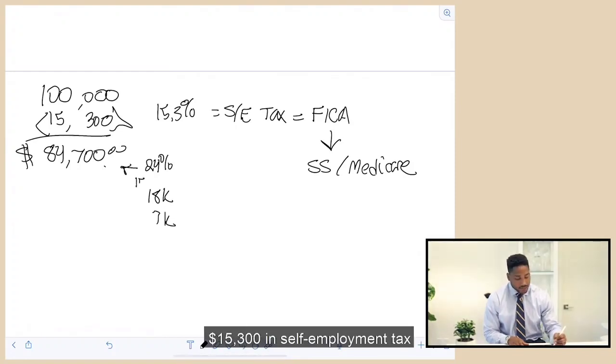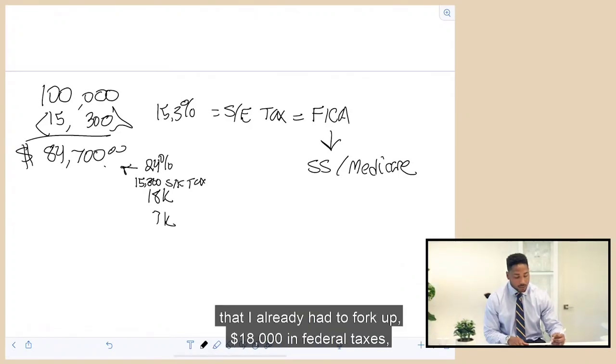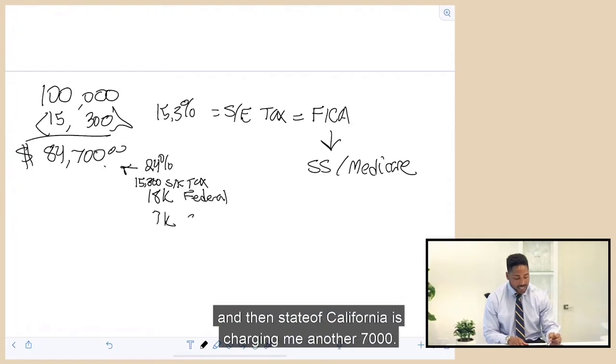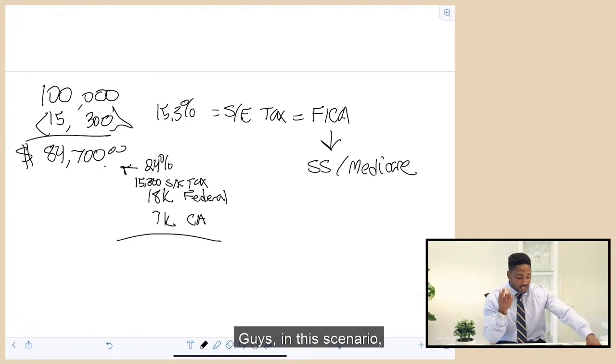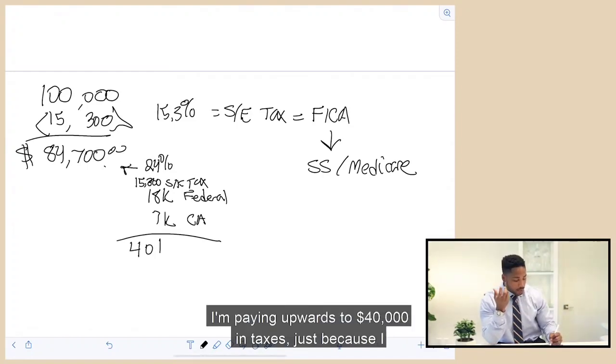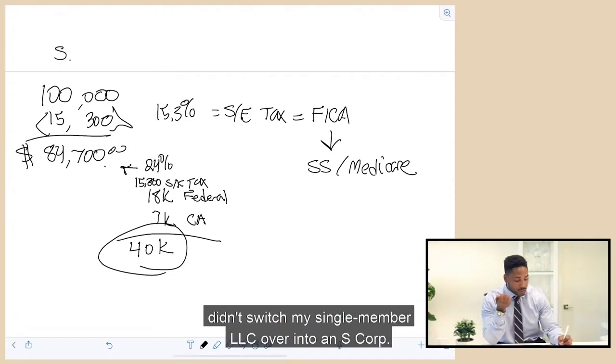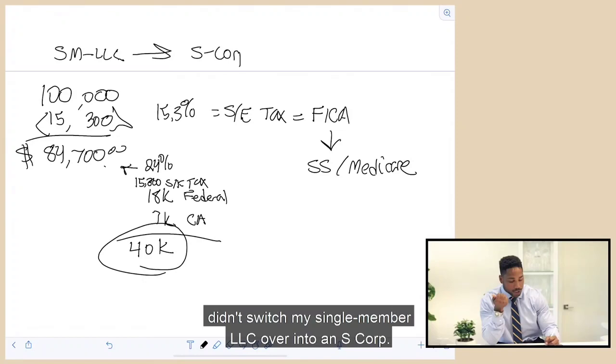So I had my $15,300 in self-employment tax that I already had to fork up, $18,000 in federal taxes, and then state of California is charging me another $7,000. Guys, in this scenario, I'm paying upwards to $40,000 in taxes just because I didn't switch my single member LLC over into an S corporation.